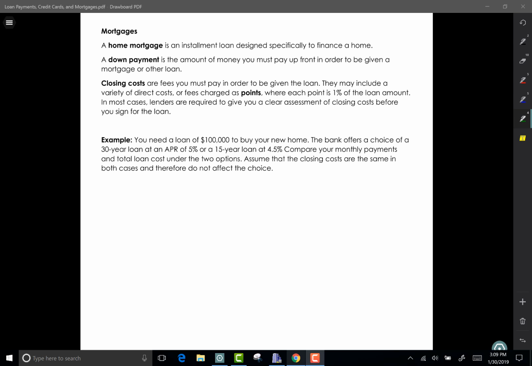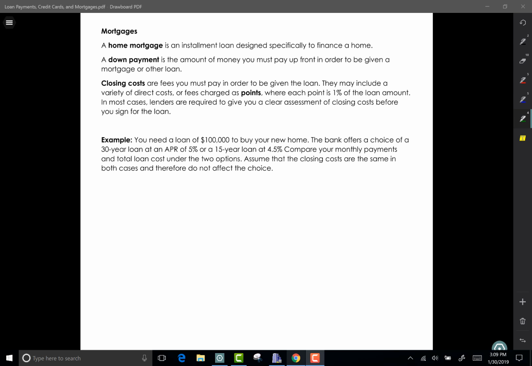If you fail to make the payments, then what's going to happen is the bank is going to take possession of the home, and that's called a foreclosure. Now, there are some things you need to take into consideration when you're purchasing a home.